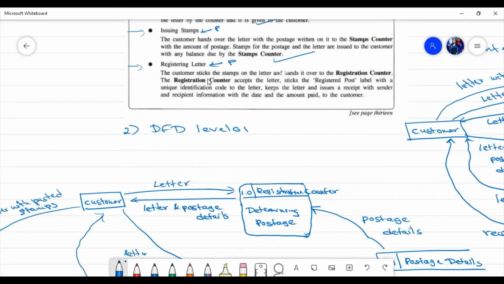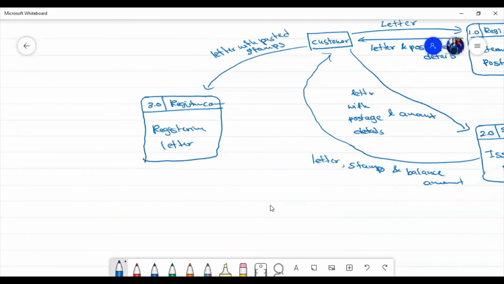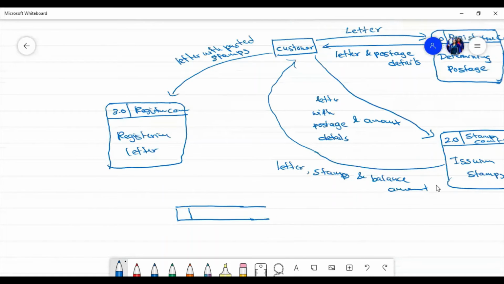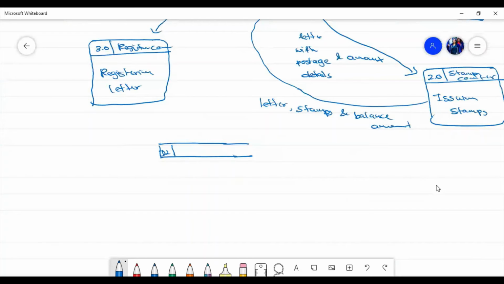And these details should be stored, because they need to have some kind of proof, right? So then I would like to introduce a data store for this. Now the previous data store was D1. So because of that, I'm going to go with D2, right? And then I am going to give the name Registered Letter Details, right? So we can write the data.